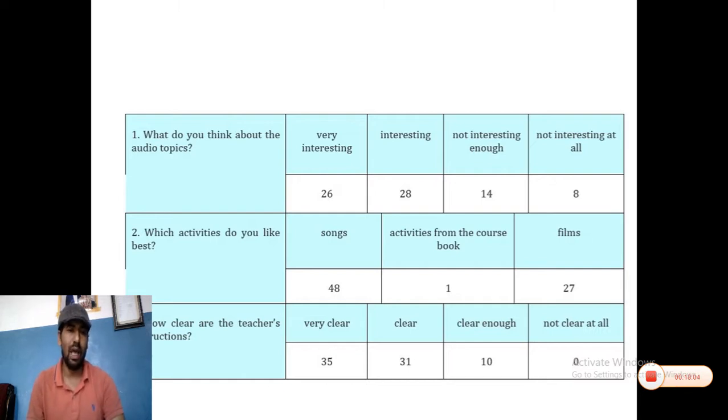Which activities do you like best? Songs, 48 students like songs. Activities from the course book, only one student like that. Or films, 27. So how clear are the teacher's instruction? That was the question. And very clear, 35 students said clear, 31. And clear enough, 10 students. Not clear at all, no one said that.